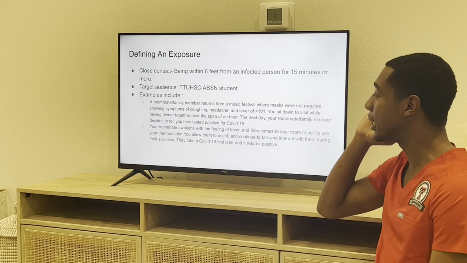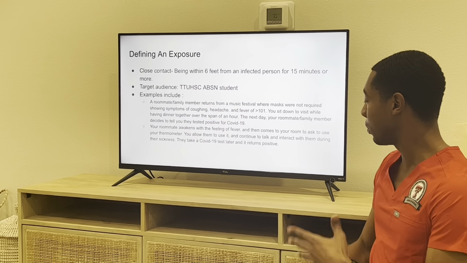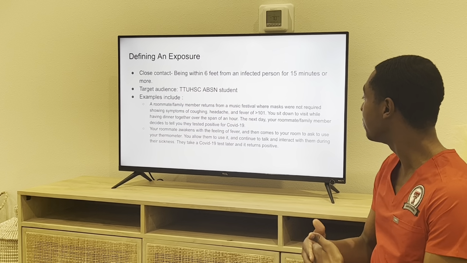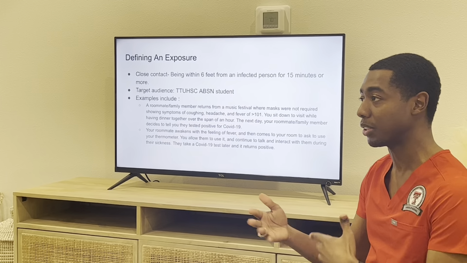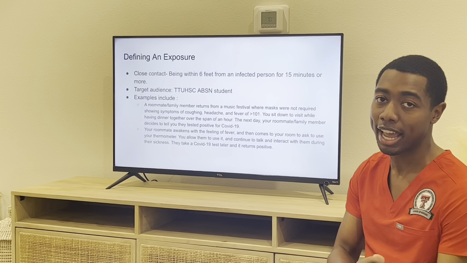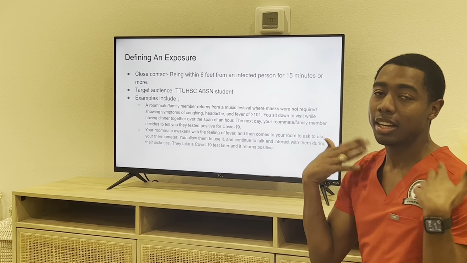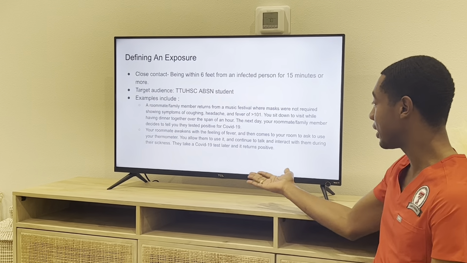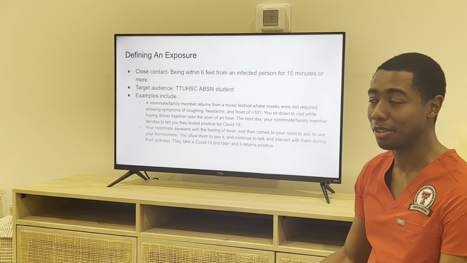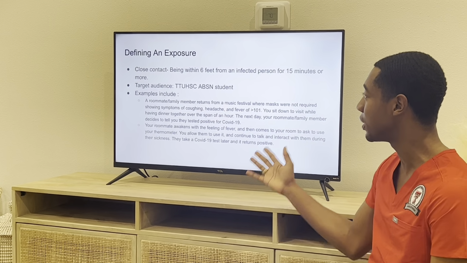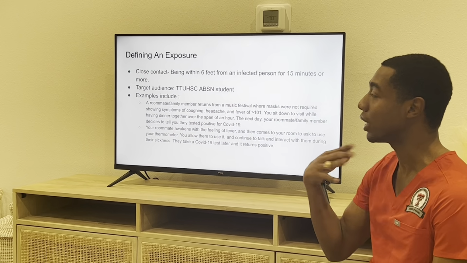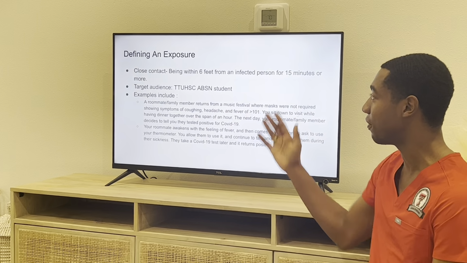In the second example, your roommate awakens with the feeling of a fever, and they come to your room and ask you to use your thermometer. You give it to them, and you continue to interact with them while they have COVID-19 symptoms, not thinking that they have COVID. A couple of days later, they test positive for it, again because they had COVID and you were around them without a mask. Those are two examples of what it means to be exposed to COVID, and that defines an exposure.